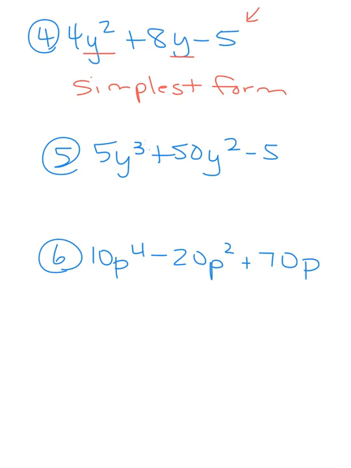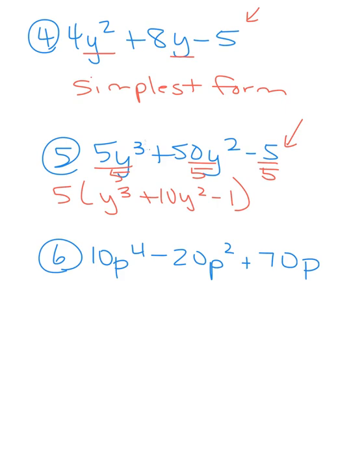And looking at number 5, I have 5y cubed plus 50y squared minus 5. I notice that they're all divisible by 5, so that's going to become my greatest common factor. Again, because one term does not have a variable, I know that taking out a variable is not an option. So again, if visually this helps you, I'll divide everything by 5, and I'm left with y cubed plus 10y squared minus 1. If you want to check that, you can use your distributive property to see if you get back to where you started.